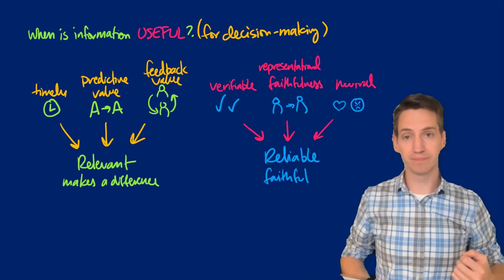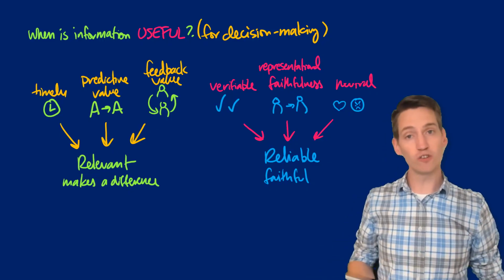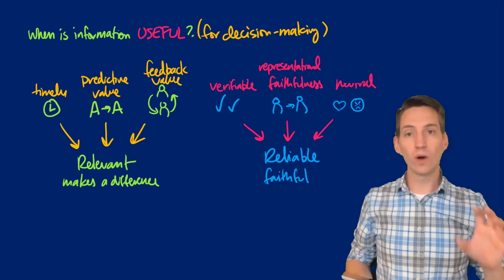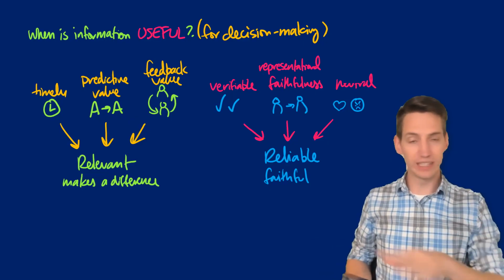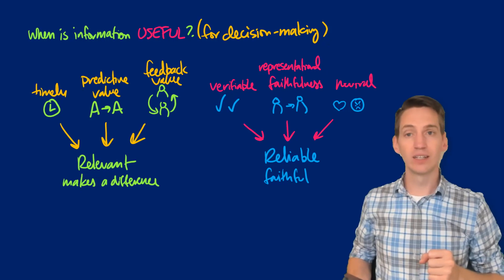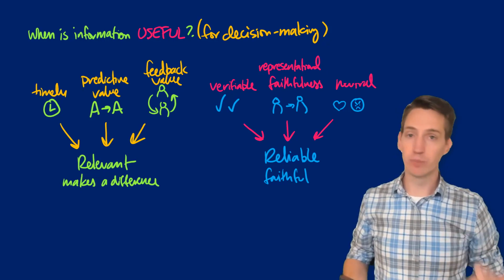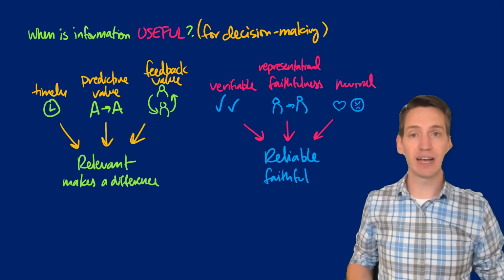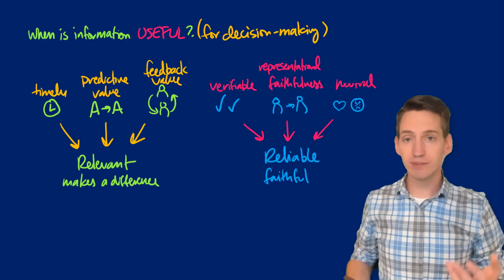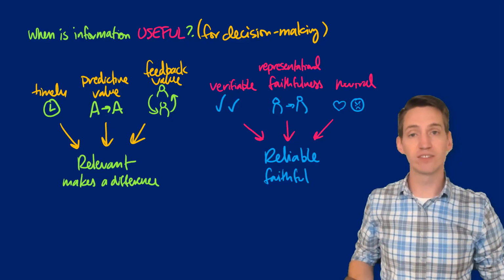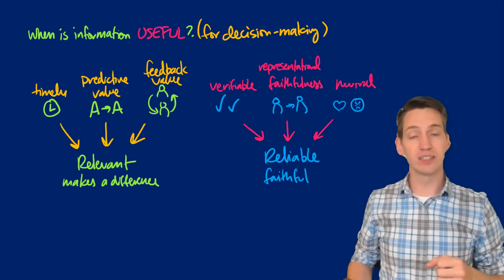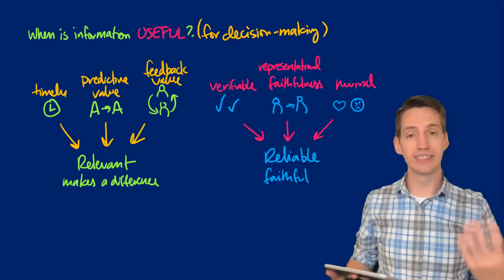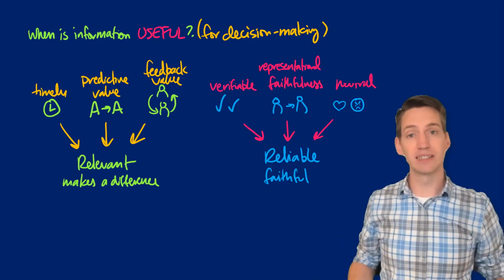Think about a decision that you have made recently. What are some of the ways that the inputs that you made for that decision, so all the data and information that you collected, were timely, had predictive value, had feedback value, were verifiable, had representational faithfulness, and were free from bias? If there are issues with some of that information, you want to make sure that you gather additional data so that you can make the best decision possible.